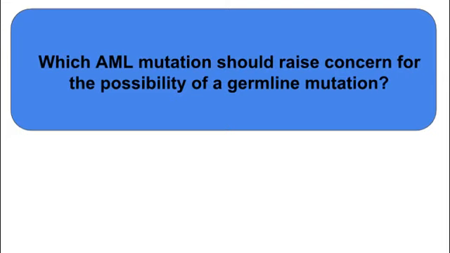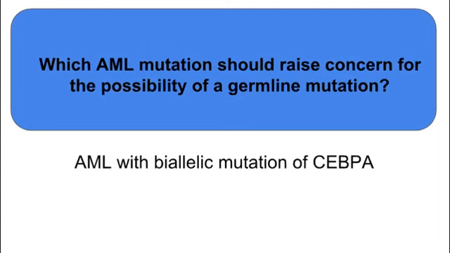Which AML mutation should raise concern for the possibility of a germline mutation? AML with biallelic mutation of CEBPA should raise the possibility of a germline mutation. There is no distinctive morphology associated with CEBPA-mutated AML, however clinically there tends to be higher hemoglobin levels, lower platelet counts, and lower LDH levels.